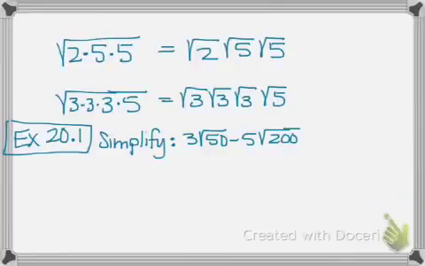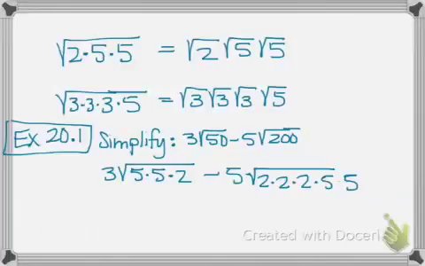Simplify 3 square roots of 50 minus 5 square roots of 200. So the easiest way to solve these square root problems is to break it down into factors. The factors of 50 break down into 5 times 5 times 2. 200 breaks down into 2 times 2 times 2 times 5 times 5. From here, we look for pairs, because pairs of square roots are going to cancel each other out.